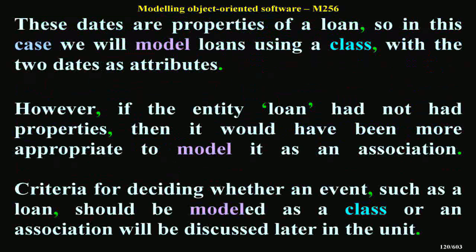These dates are properties of a loan, so in this case we will model loans using a class, with the two dates as attributes. However, if the entity loan had not had properties, then it would have been more appropriate to model it as an association. Criteria for deciding whether an event, such as a loan, should be modeled as a class or an association will be discussed later in the unit.